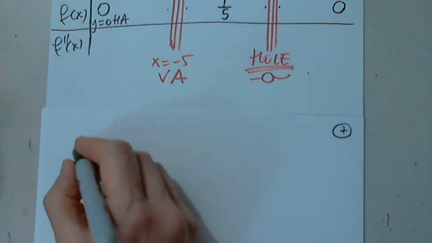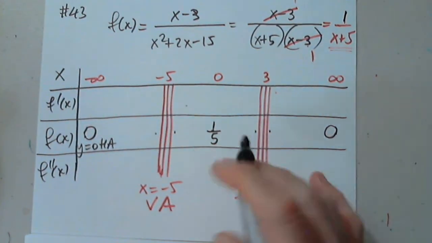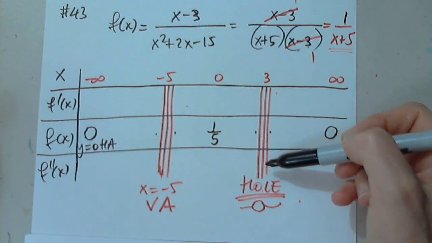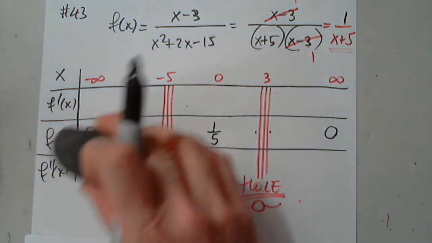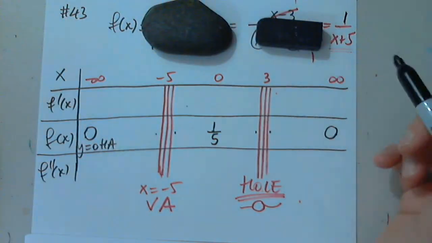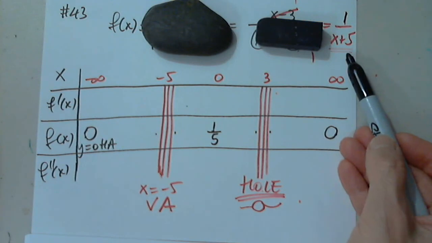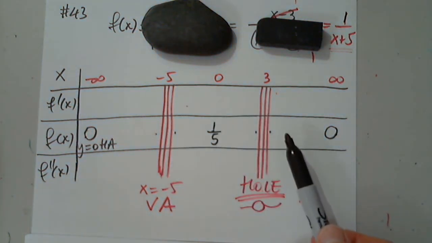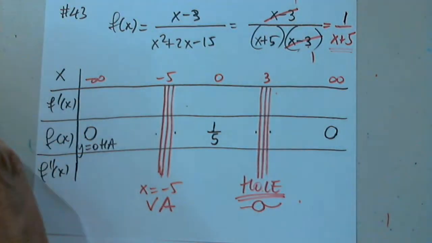So then I have the limit of 1 over x plus 5. Be careful, this is gone. I already established that there is a hole there. I don't go back to differentiate this. I don't go back to look at any of this. This is gone. I'm only looking now at the new simplified form. From here till here, I already established everything that needed to be established. Now I'm working on the simplified form, moving forward only.